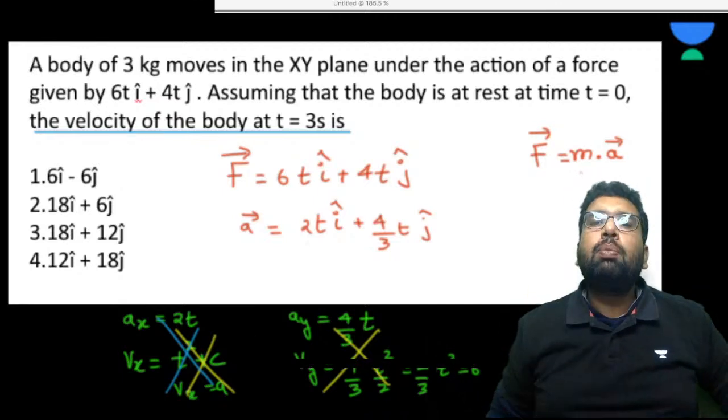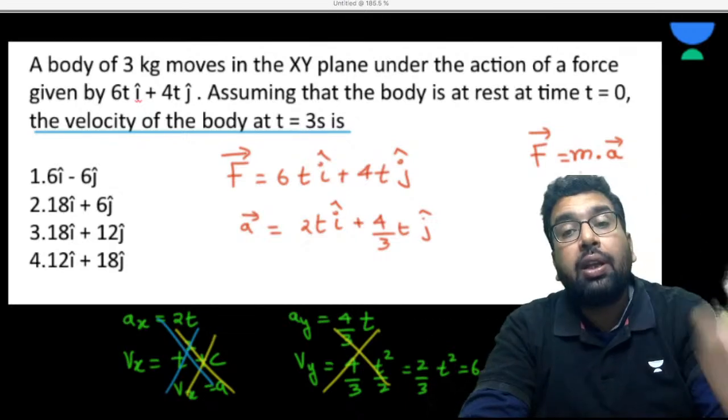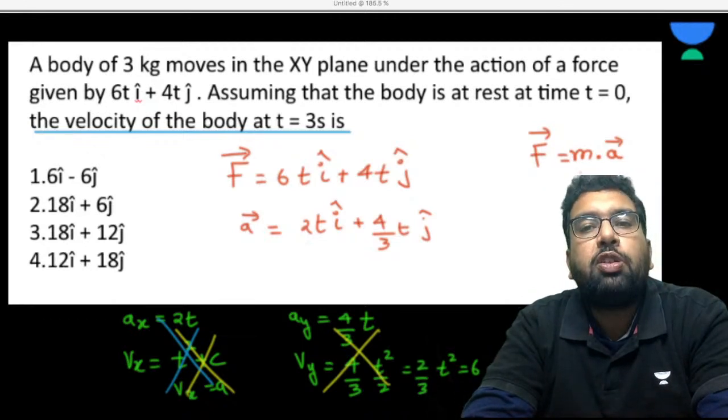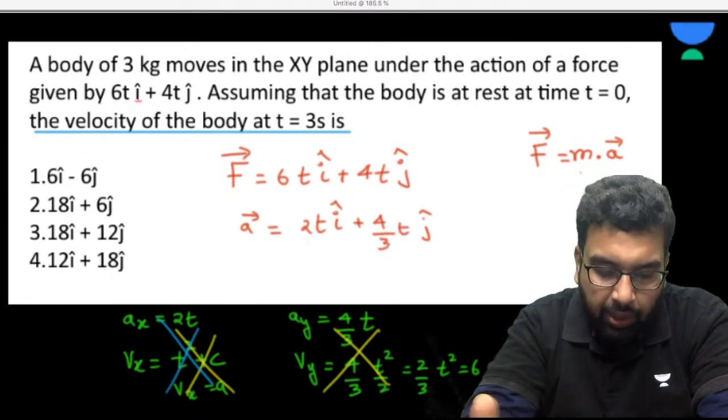Okay, assuming that the body is at rest at time t is equal to 0 and the velocity of body at time t is equal to 3 seconds. So they are asking you the final velocity. They are not asking you the velocity between 0 to 3 seconds. So if we are integrating, that means we are finding the velocity between 0 to 3 seconds. Are you getting my point?